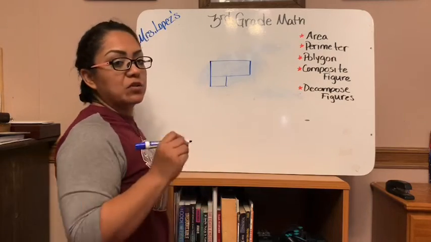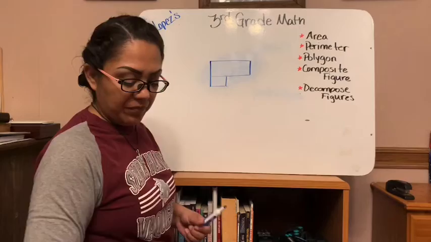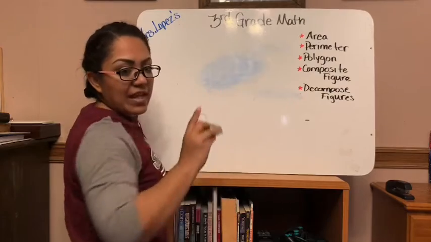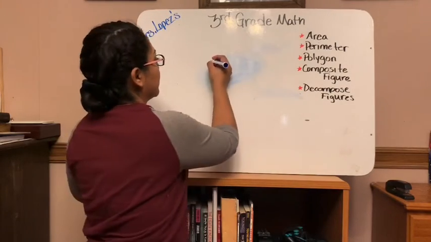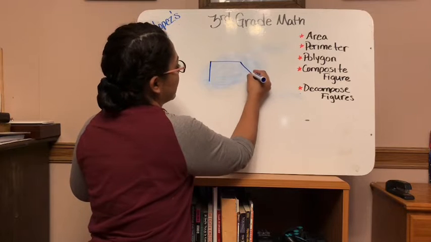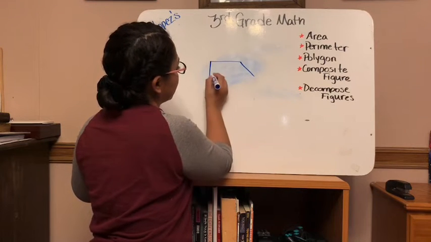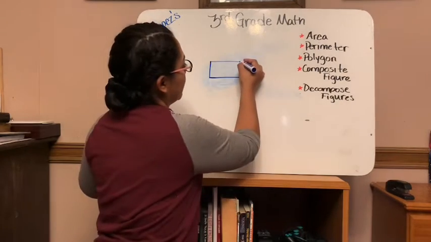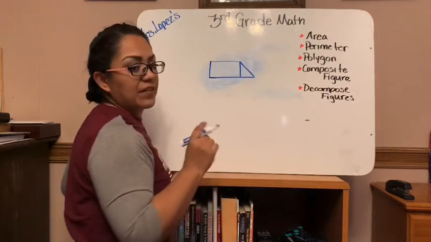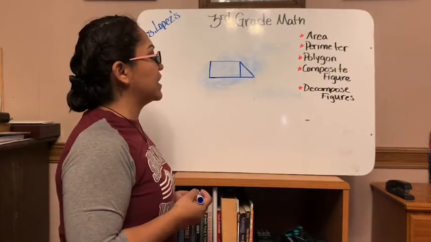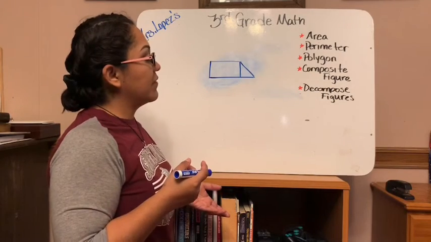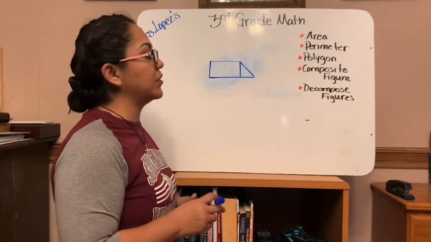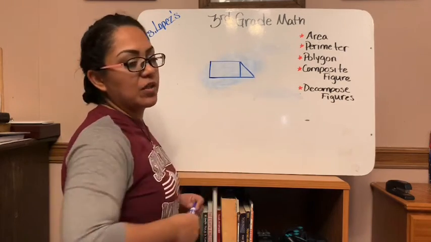Now, a decomposed figure. A decomposed figure means that you can break the shape or figure apart and it sometimes makes different shapes. For example, if it looks something like this, then we can break apart this figure and create 2 different shapes. This is an example of decomposed figure. Composite figure and decomposed figures kind of go hand in hand, and we're going to talk about them more during the unit.